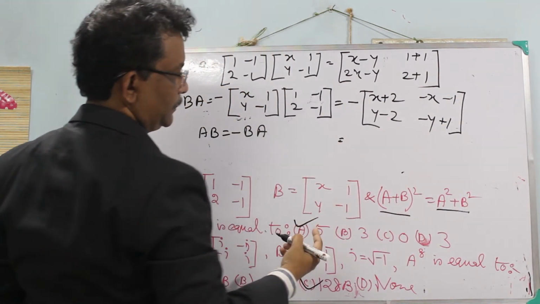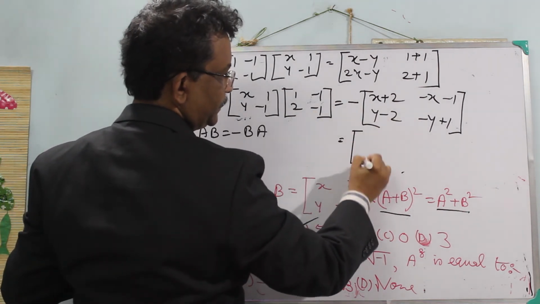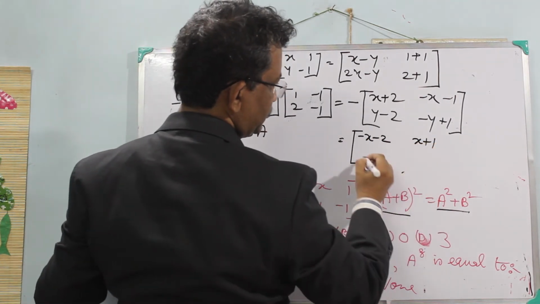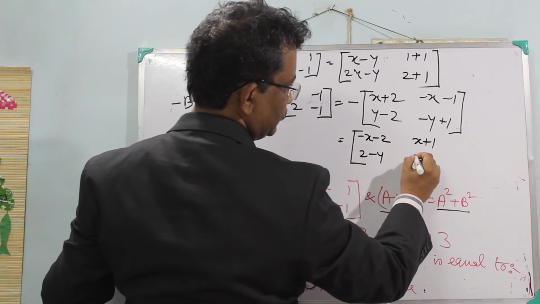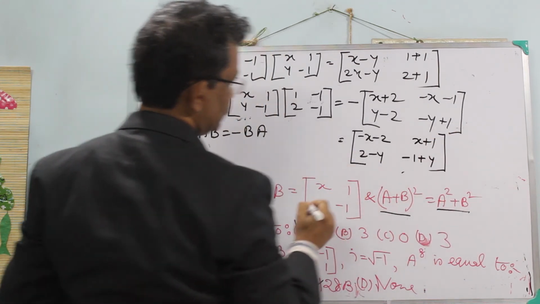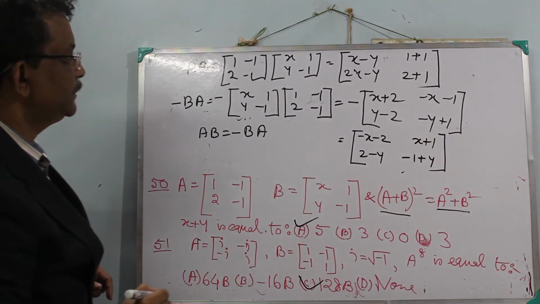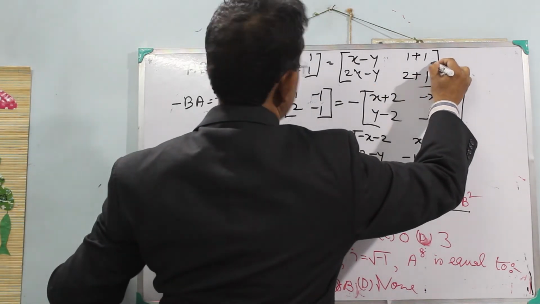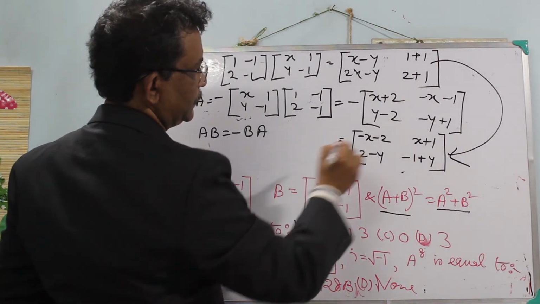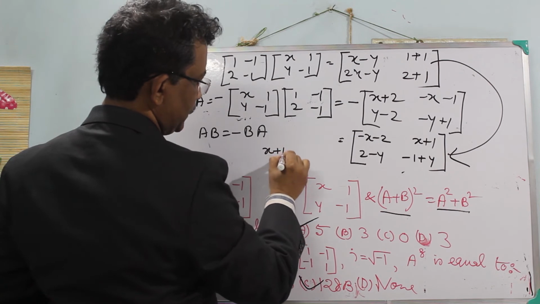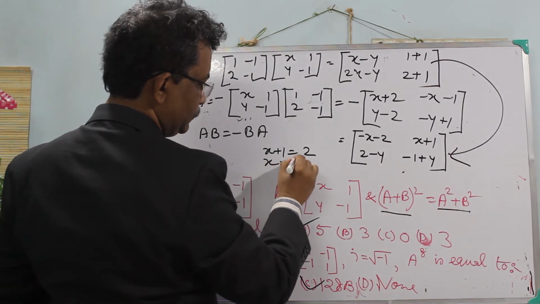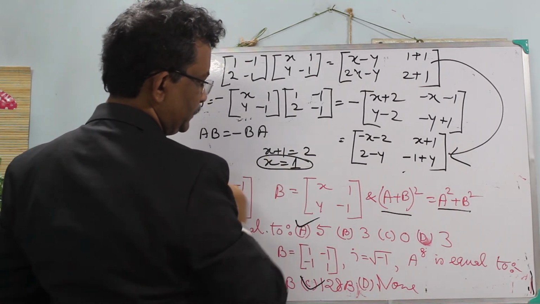And if I insert minus everywhere against each element, so minus x minus 2, x plus 1, 2, minus y, 1 minus 1 plus y. From this I get that this is equal to this is equal to this. So I can write x plus 1 equal to 2, x plus 1 equal to 2, so x equal to 1. So I have got one value, x equal to 1.